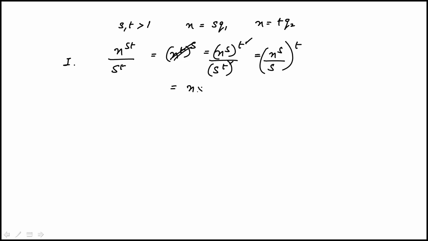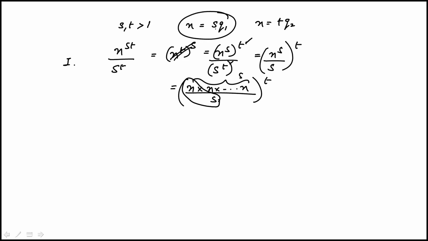So that means it's n, s times, and then I'm dividing it by s. So you'll see n over s is an integer because s divides n evenly. That would be some integer, in fact q1. And so now we have nothing in the denominator, so we end up with this product of integers to the power of t, and that will always be an integer. So 1 must be an integer.